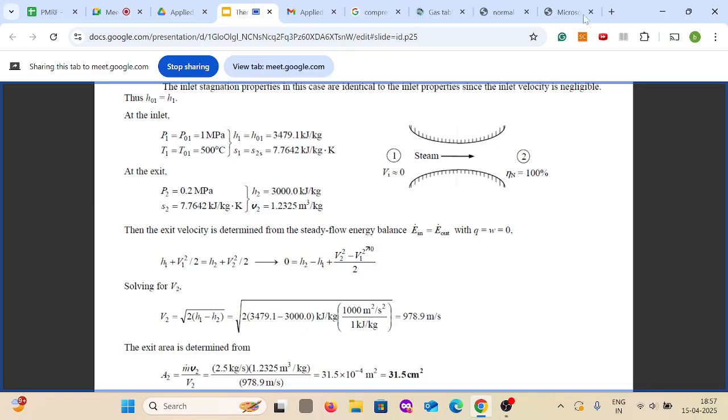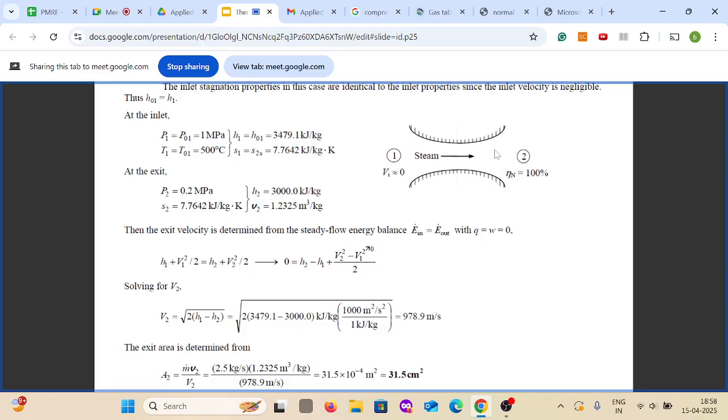So now applying an energy balance across the nozzle, we can find out the velocity. Velocity V2 is root of 2 times (h1 minus h2). Substituting the enthalpy values, I get velocity is 978.9 meter per second. This is the exit velocity, so we need to find out the area at the exit.